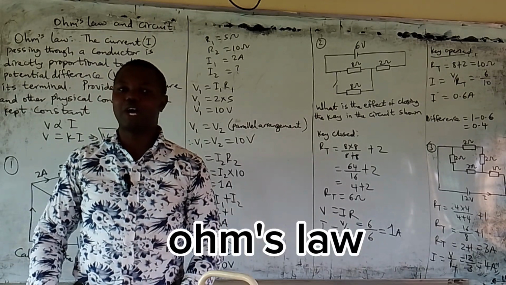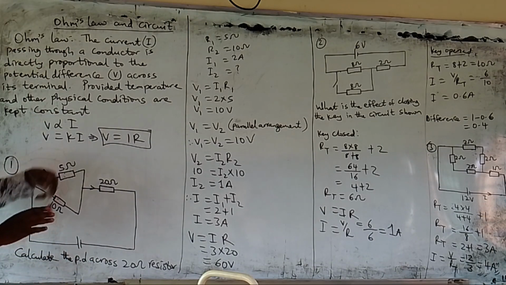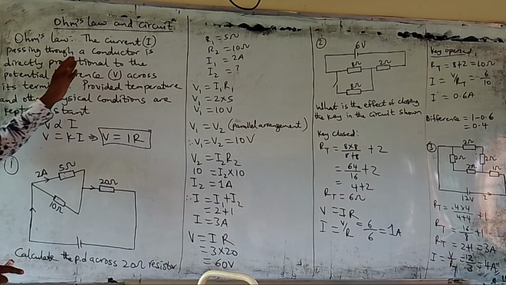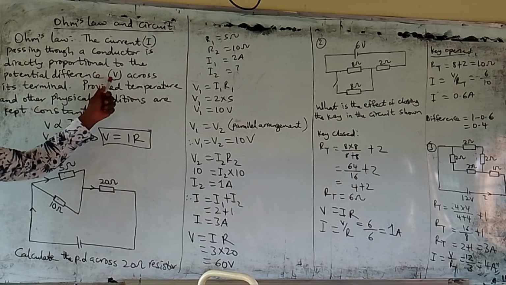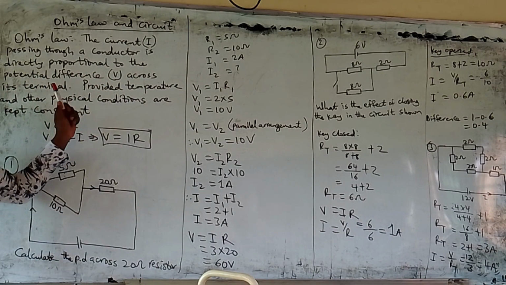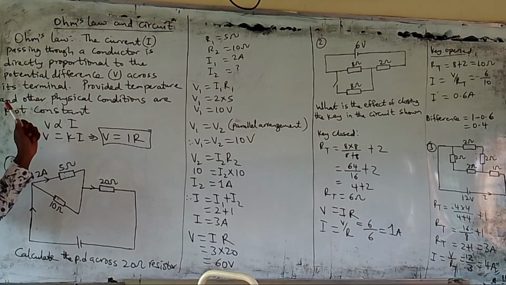Today we'll be looking at Ohm's Law and some circuits. First of all, what is Ohm's Law? Ohm's Law states that the current I passing through a conductor is directly proportional to the potential difference V across its terminal, provided temperature and other physical conditions are kept constant.